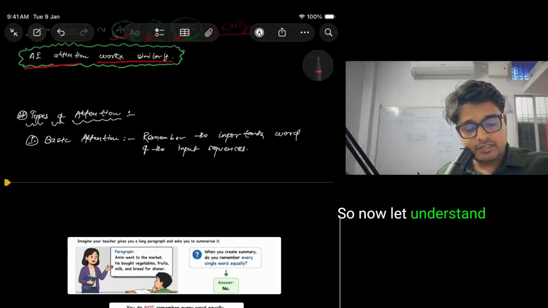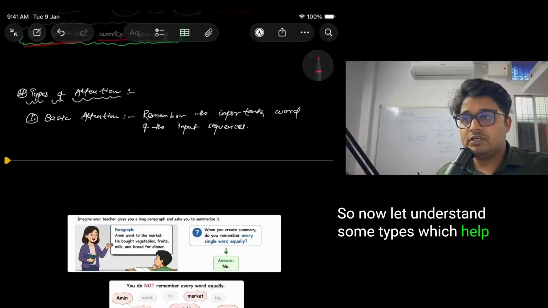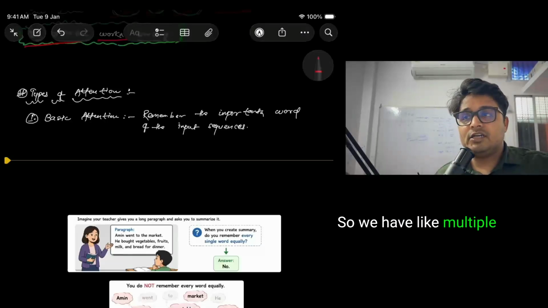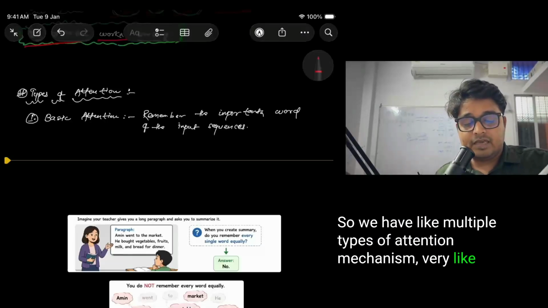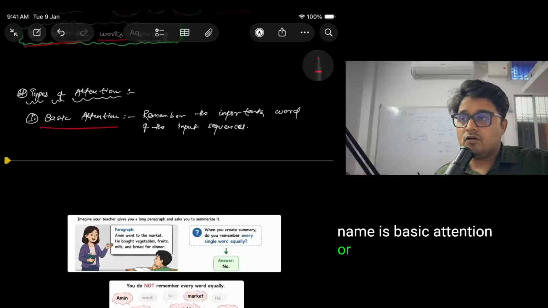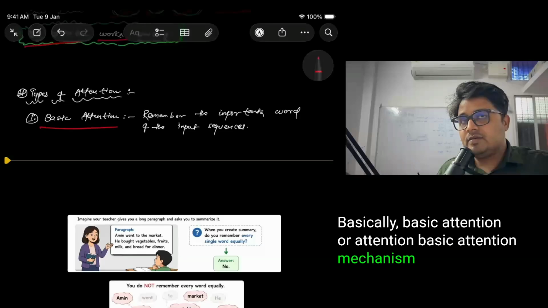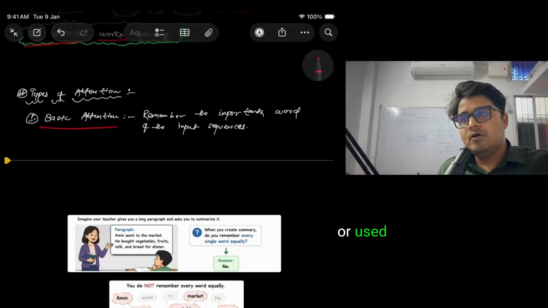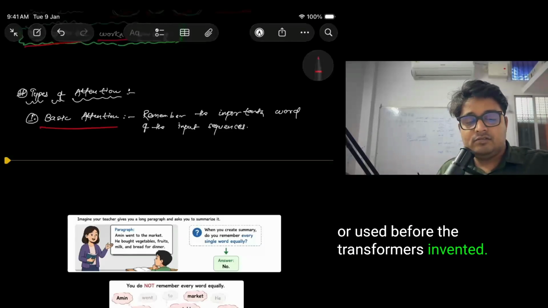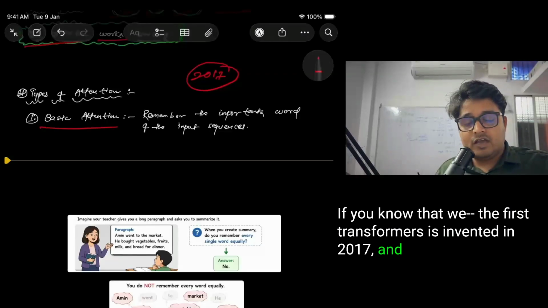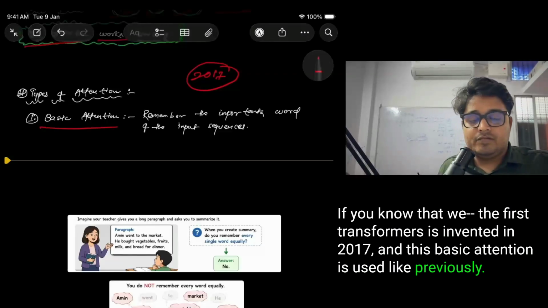So now let's understand some types which help you understand the attention mechanism better. We have multiple types of attention mechanism. The very basic one is called basic attention. Basic attention mechanism was invented or used before the transformers were invented. If you know, the first transformer was invented in 2017, and this basic attention was used previously.